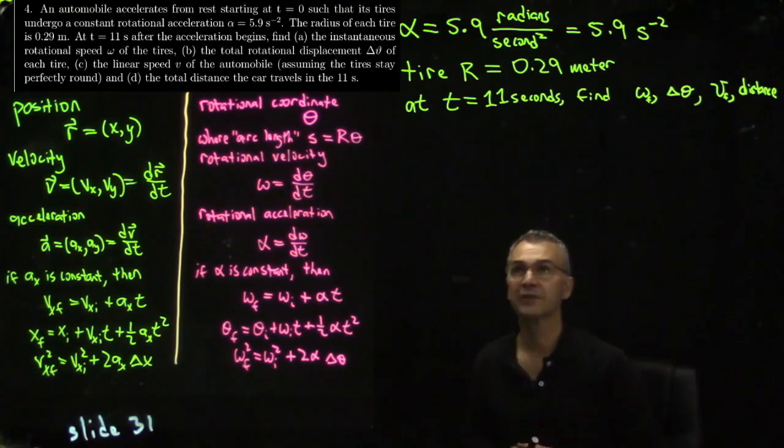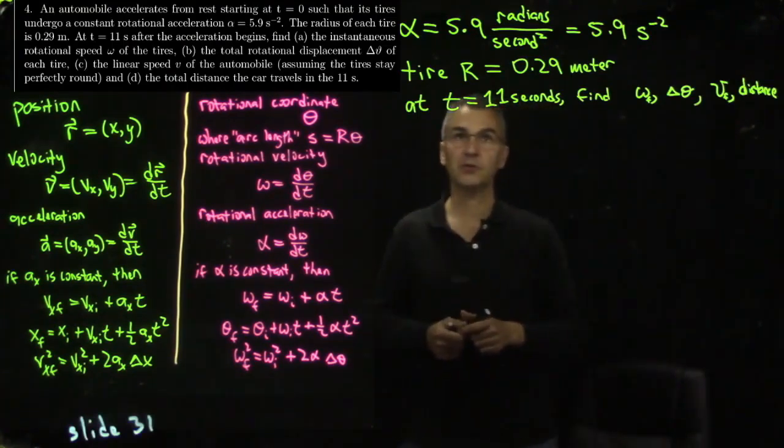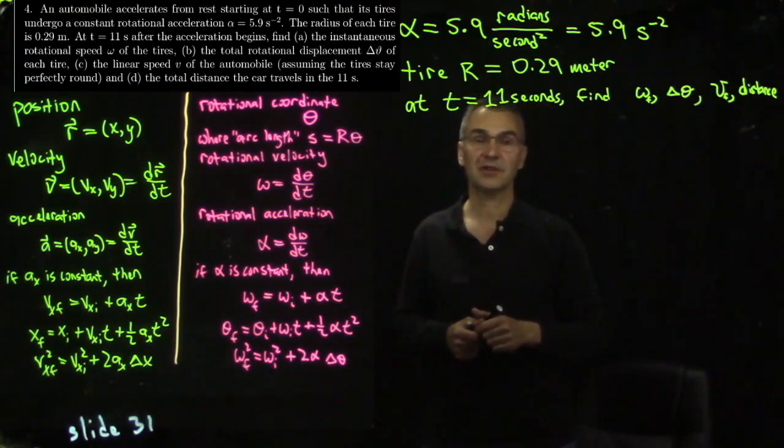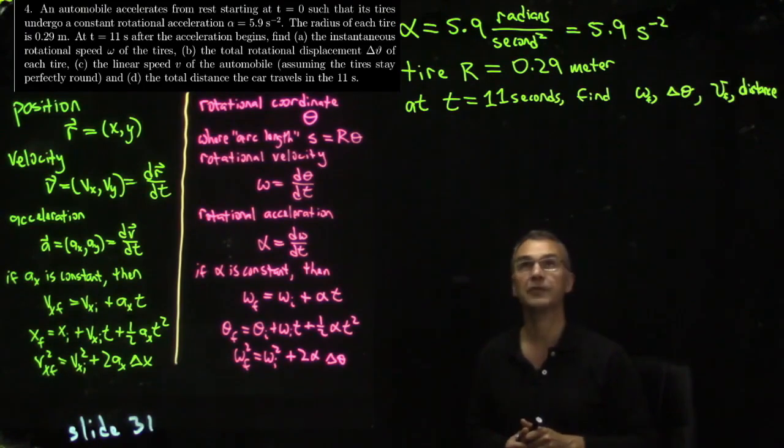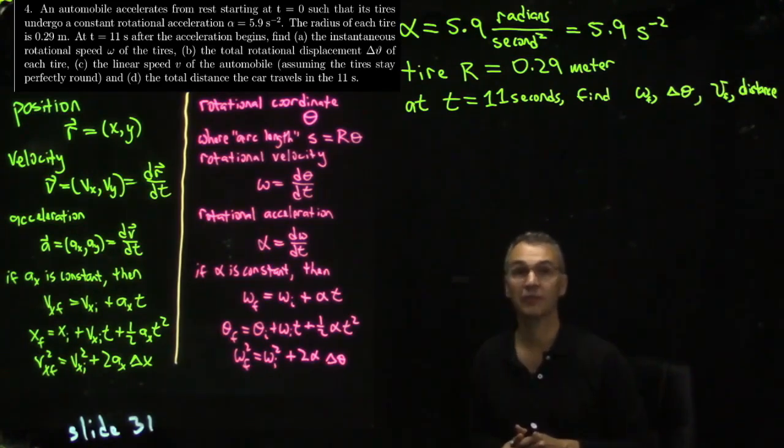Here's our first practice example working with these new rotational analogs of our previously familiar linear variables. A car accelerates from rest starting at t equals 0 such that its tires undergo constant rotational acceleration. Alpha is 5.9 radians per second squared, which by the way we write as 5.9 per second squared. See, radians per second squared is the same as per second squared is the same as second to the minus 2 power. That takes some getting used to. The radius of each tire is 0.29 meters.